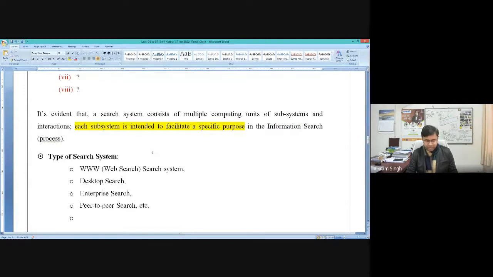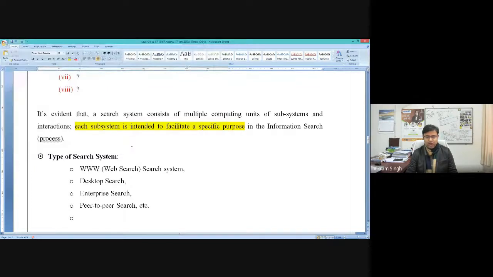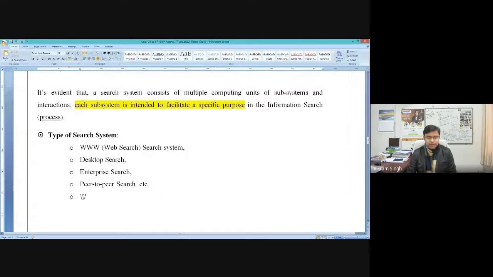So the immediate question from here is what could be the possible types of search system you can identify, right? Primarily based on the textbook classification, like whatever textbook we are referring to for understanding search systems or information retrieval systems, these are the 4 types or 4 categories of search system existing, right? You can always suggest a 5th or 6th one.